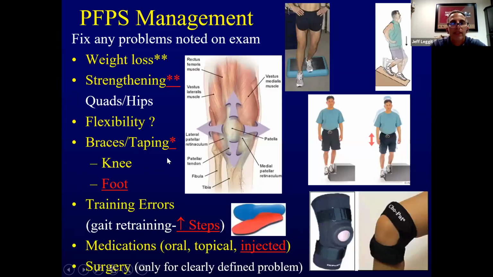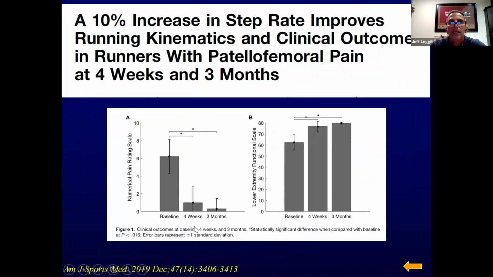And so that was bracing and taping. And then training errors you're going to try to fix. And so gait retraining is certainly something that's very viable, may not be something you have readily available. And sometimes it's hard to retrain. And so one of the easiest ways to do gait retraining is to increase the cadence rate. And this study that came out fairly recently changed it by just 10%. So if you're at 160 or 165, you move your cadence up to 180 something. And that's pretty easy to do with either an app or a metronome, or some music.